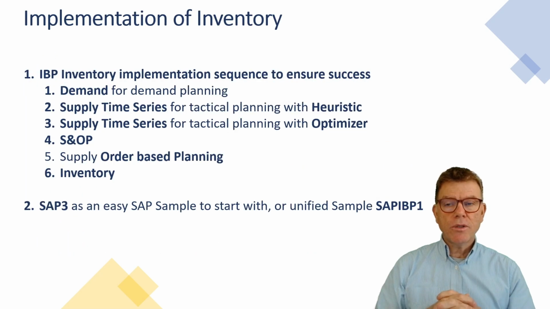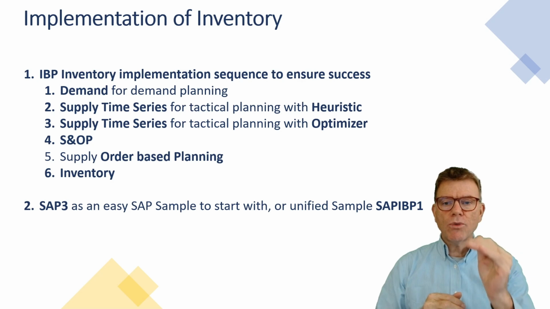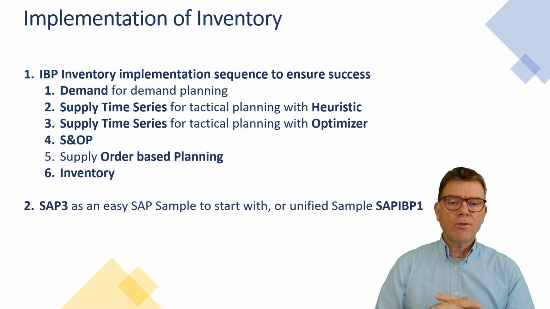Implementation of inventory. So the question is, when should you implement inventory with regards to the other modules of IBP? I would propose the following sequence on these slides, which is you must have demand planning, you must have supply planning, tactical planning, and you must have S&OP before you can even think of inventory. Placing inventory above this, ahead of that, makes not so much sense. So the best is 1, 2, 3, 4, 5, and 6 inventory.